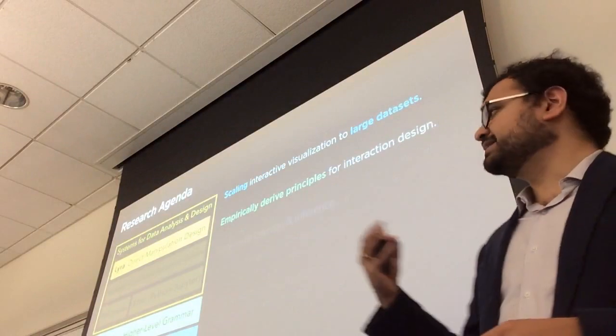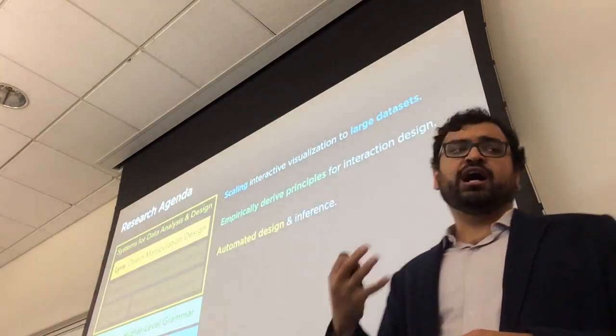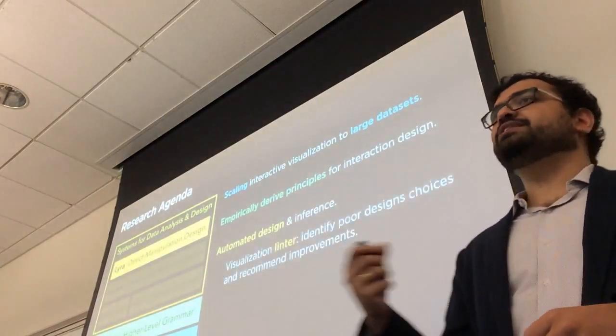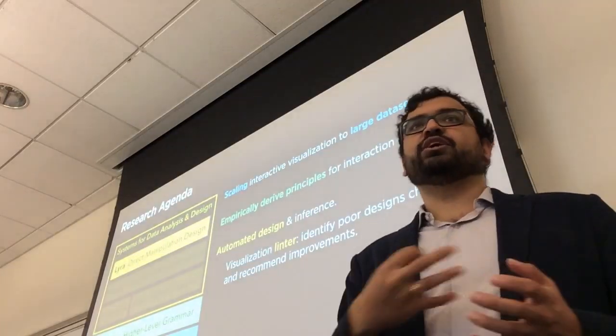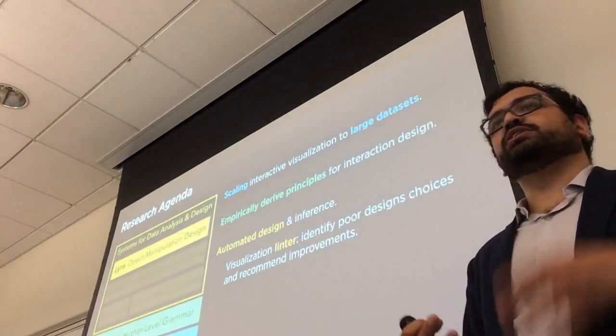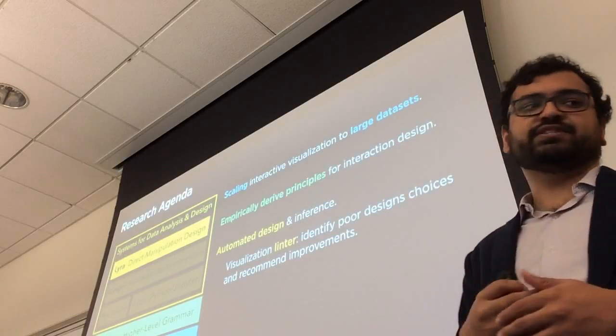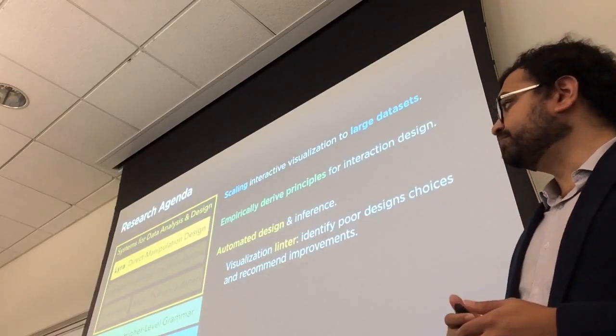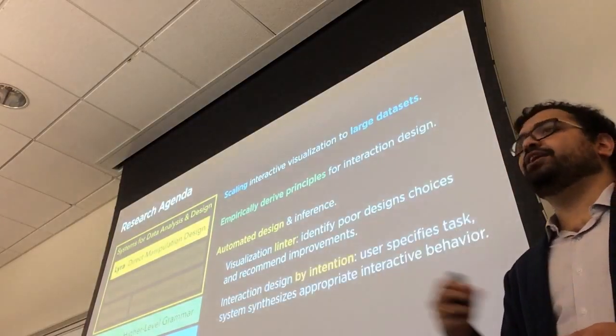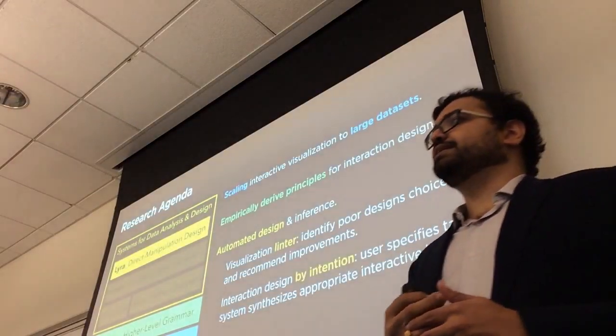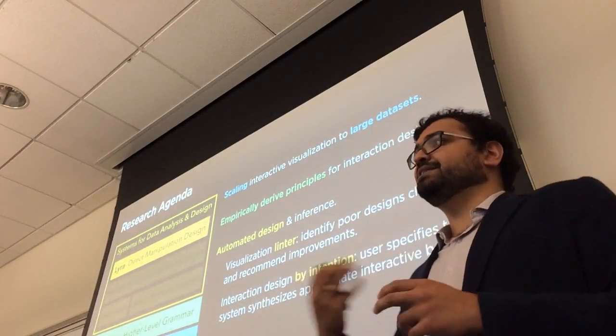And finally, at this Lyra level, what about automated design and inference? So an easy win here is something like a visualization linter. Can we identify poor design choices both on the static and the interactive side and recommend improvements? Can we think about even higher levels of abstraction, things like interaction design by intention?